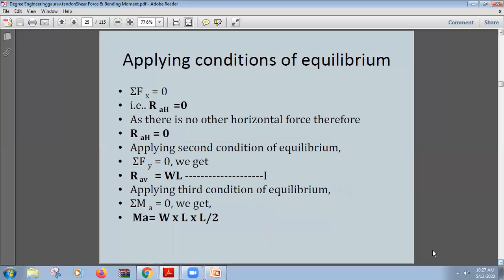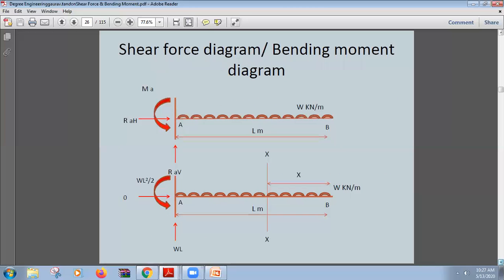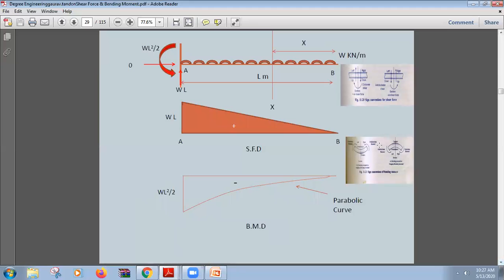This way you can see the bending moment is W into L by 2, and we have got bending moment of WL square by 2. So this way you can see this is the shear force and bending moment diagram. Now within 2 minutes I conclude that we have got a shear force positive as I told earlier, and bending moment negative.